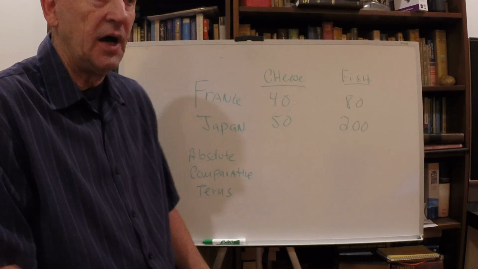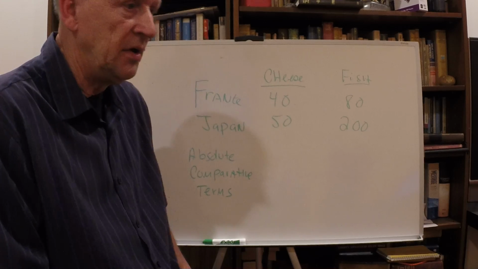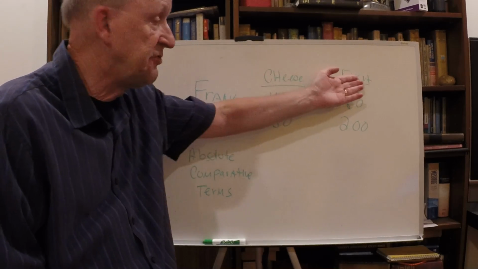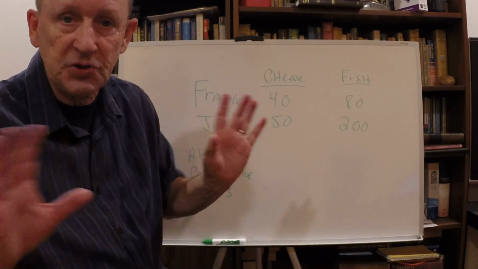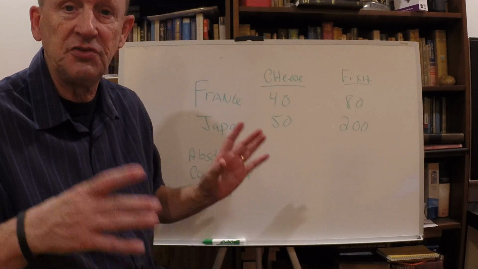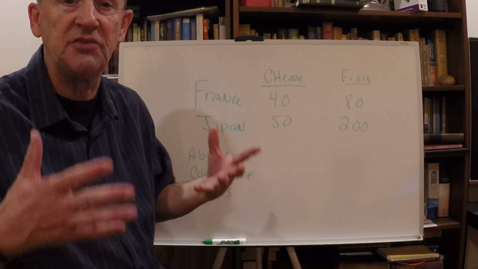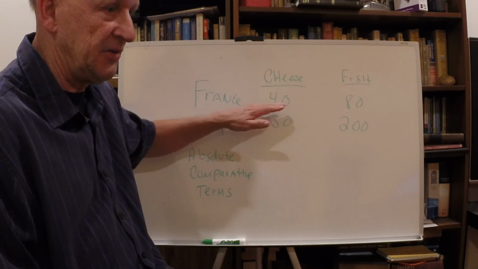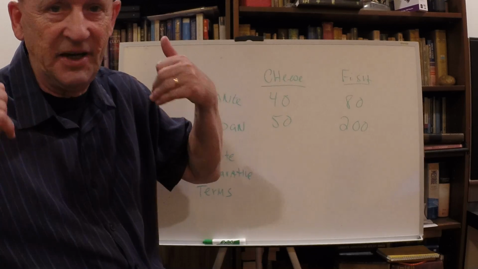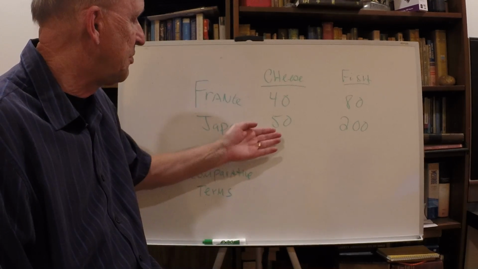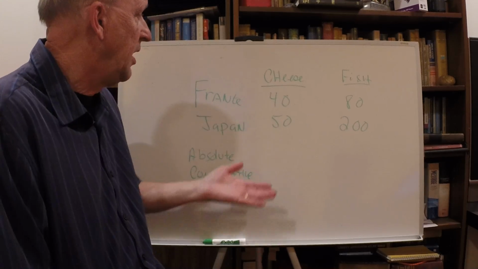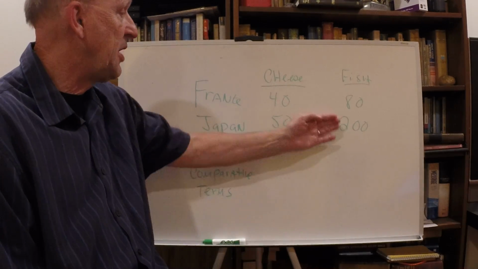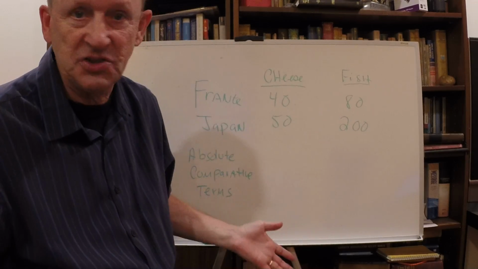So here's a little example we'll go through. We'll go through a couple of them. So France and Japan, there's the production of cheese and fish. Let's just think about that. Now these are just arbitrary numbers, okay? They're just numbers to make an illustration. They really don't make any sense, all right? But by working through these numbers, you get the idea of how this works. So France, let's say as a country, they produce 40 tons of cheese, all right? Japan produces 50 tons of cheese. Fish, France produces 80 tons of fish. Japan produces 200 tons of fish, okay?